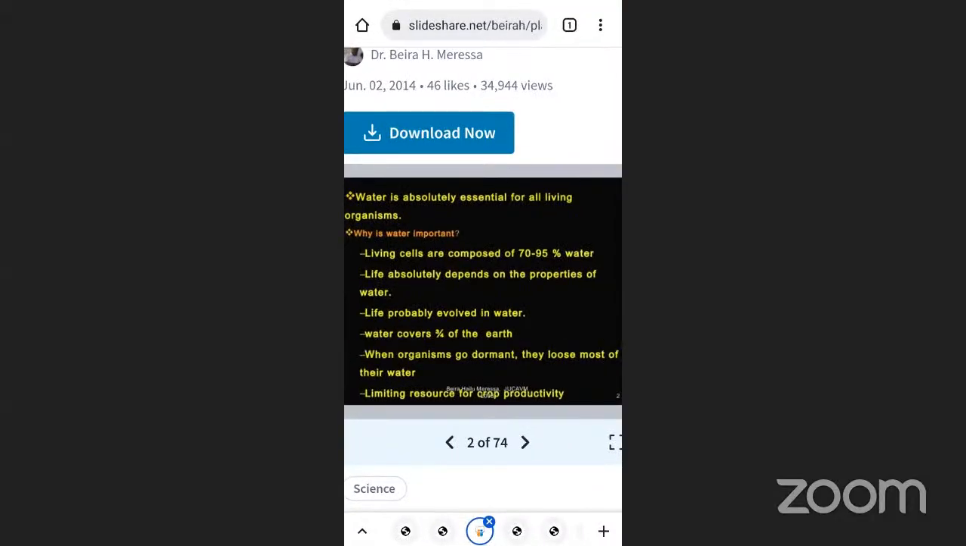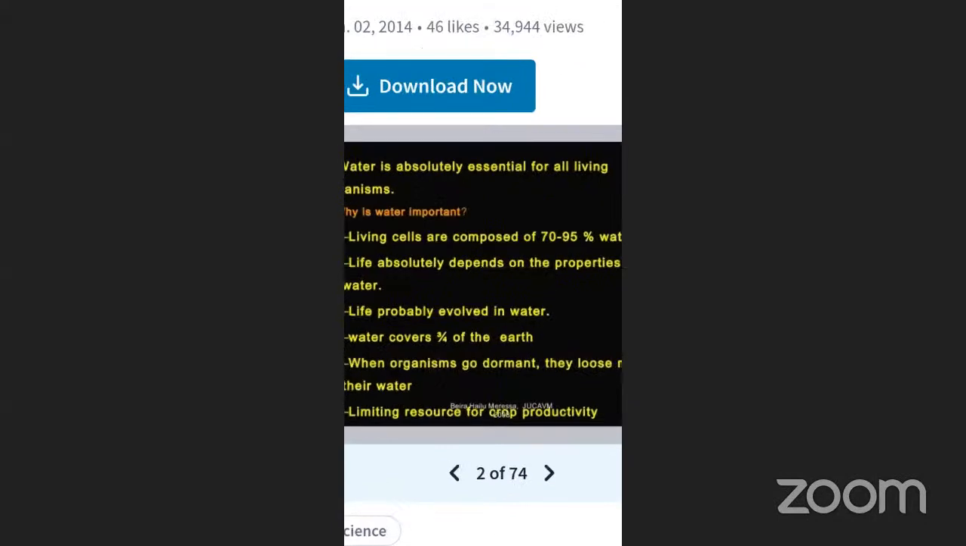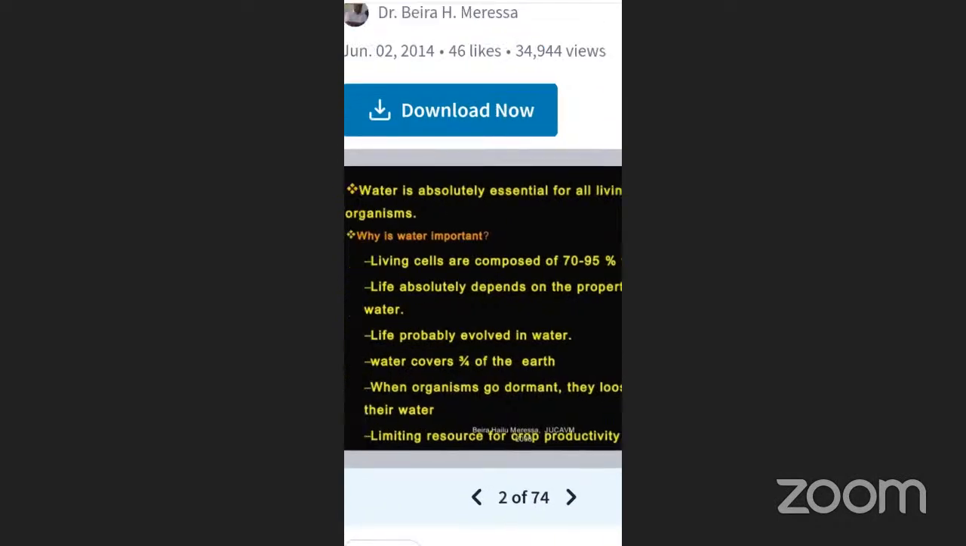Okay, so Pascals are used as the unit. Okay, this is the water potential of pure water at standard temperature.